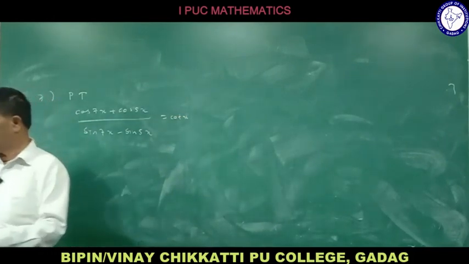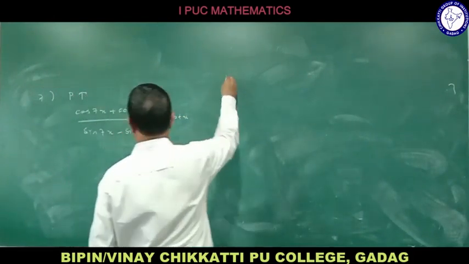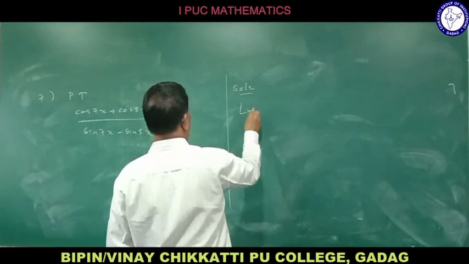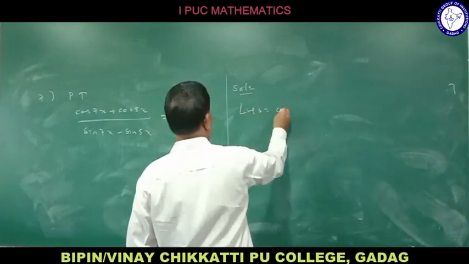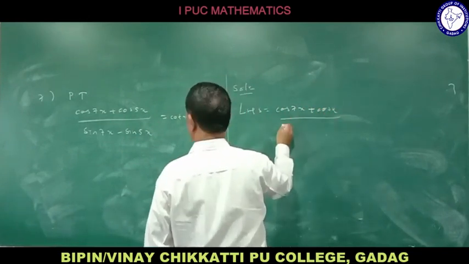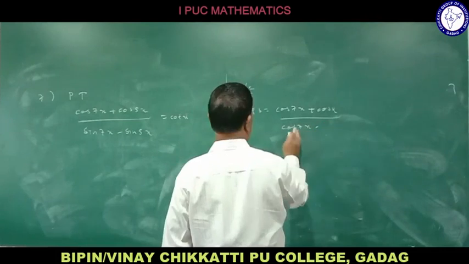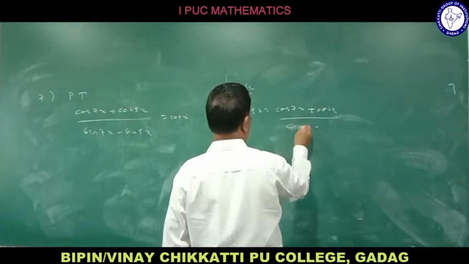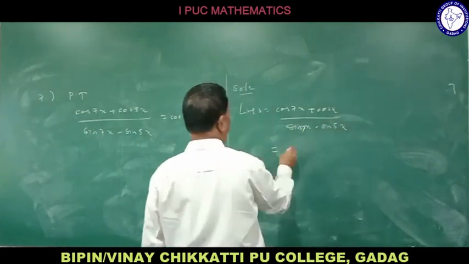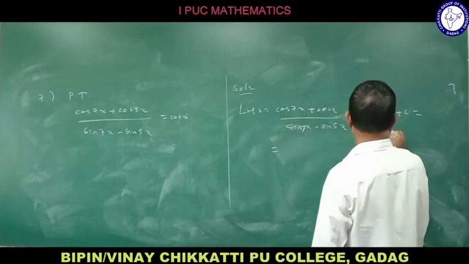So how can you prove this, cot x? Using the transformation formula. Look, this is very interesting and easy. If you know the formula, cos of 7x plus cos x divided by sin of 7x minus sin 5x. So the formula: C plus C formula, S minus S formula.